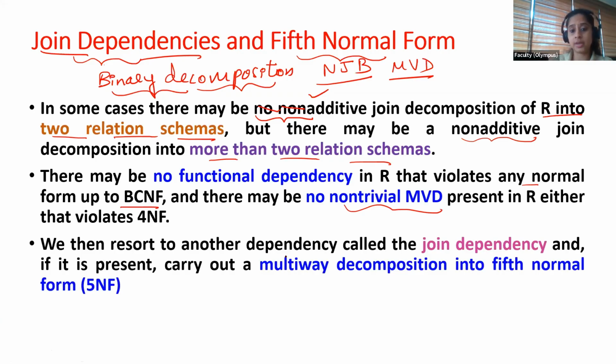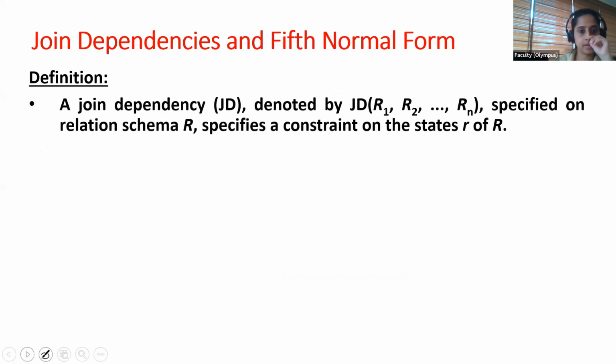So in such cases, we come up with another dependency called join dependency. And if it is present, carry out multi-way decomposition. Just check whether it is having a join dependency problem. If it is having a join dependency problem, then we have to go for fifth normal form. So what do you mean by join dependency? Join dependency, when you divide into more than two tables, specified on a relation schema, specifies a constraint on relation state r of R.